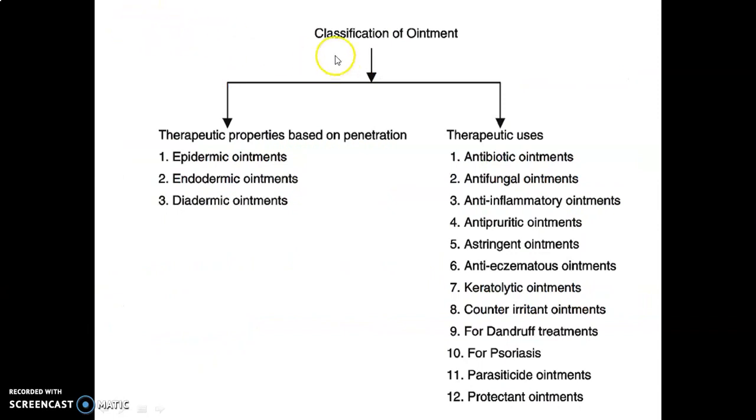We will discuss the classification of ointments in detail. There are two classes: the first is therapeutic properties based on penetration, and the second is based on therapeutic uses. Therapeutic properties based on penetration are classified into three types: epidermic ointments, endodermic ointments, and didermic ointments. According to the layer of skin, these three types of ointments are classified.